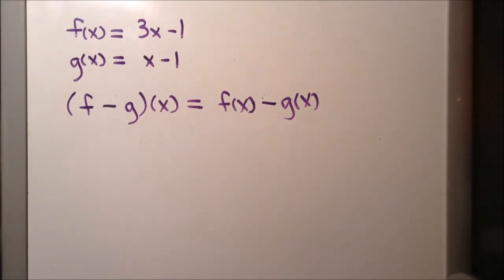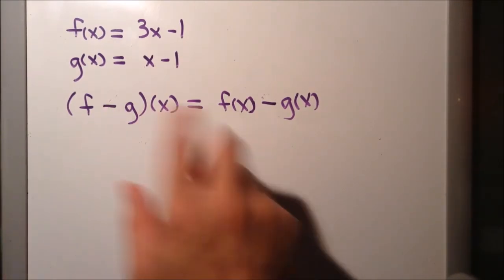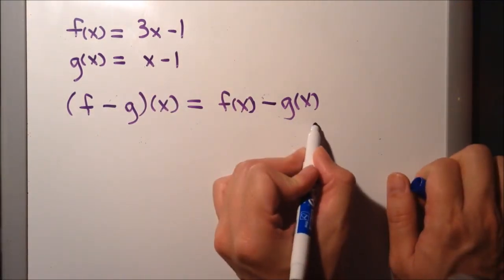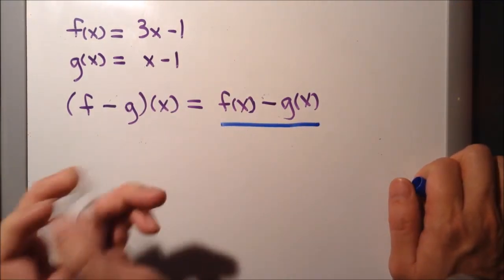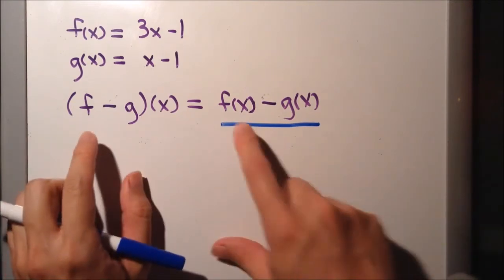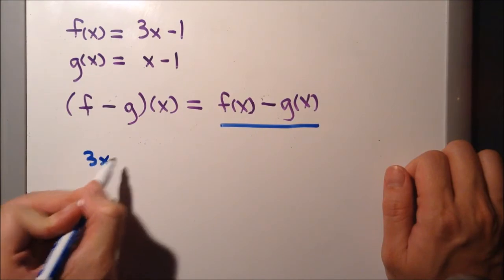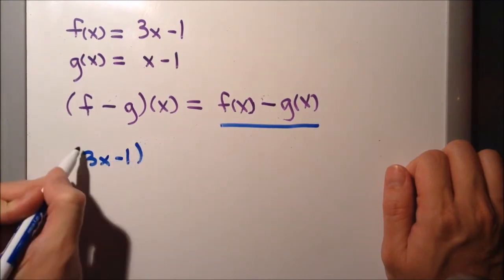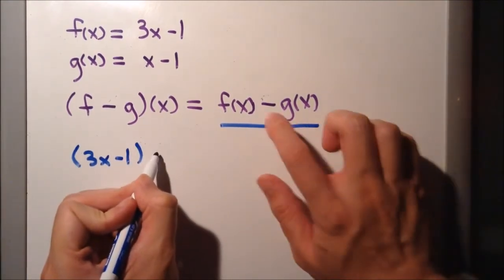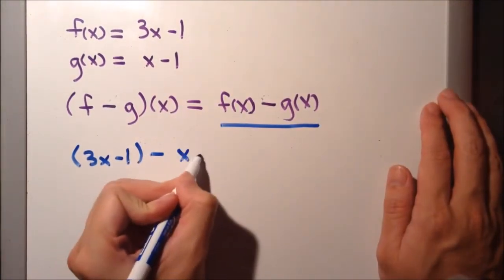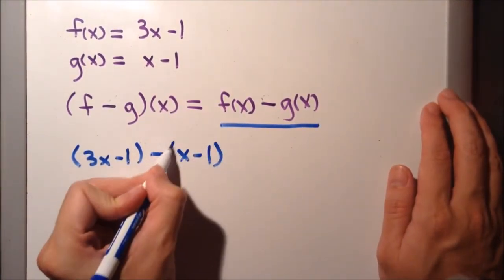Second example, now we're going to focus on subtracting, and we're using the same two functions. So again, we're just going to follow this format. So f of x is first, so 3x minus 1 in parentheses, and then minus g of x, which is this. So x minus 1 in parentheses.